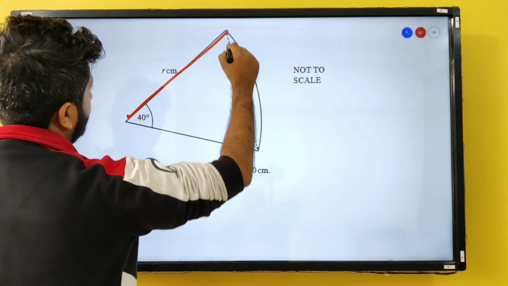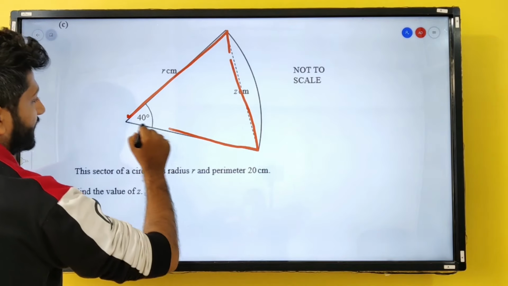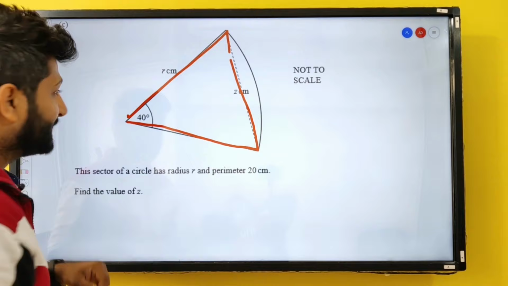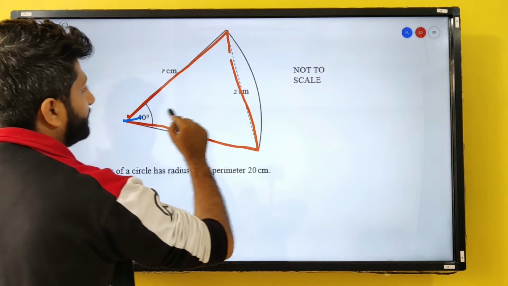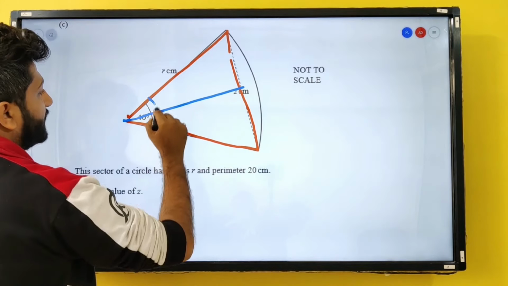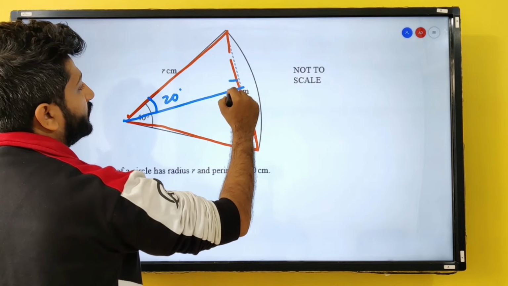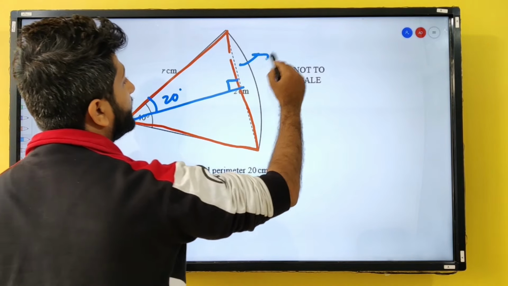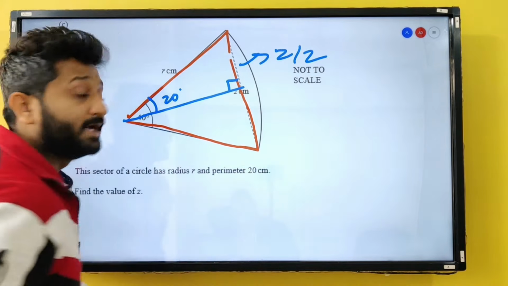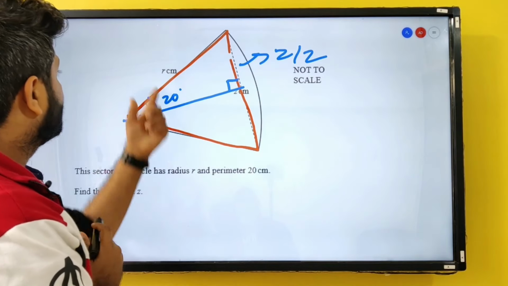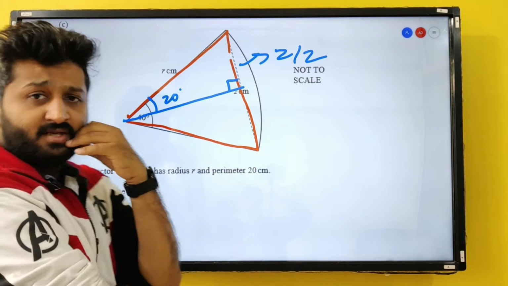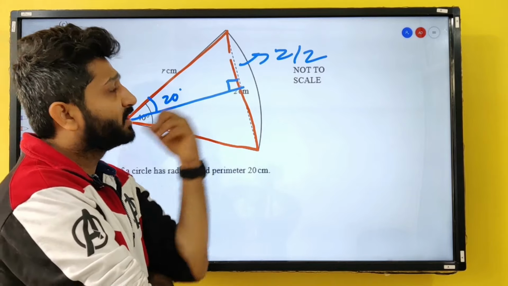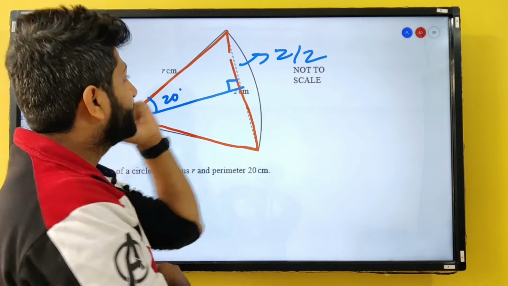As I said, I am pretty bad at drawing. This is my isosceles triangle. This is 40 degrees. So if I draw a perpendicular from here, this angle is going to be 20. This is going to be 90 degrees, and this is going to be my z by 2. Now, if I have my r, then using sin theta I can easily find z, right? So let us find r first.